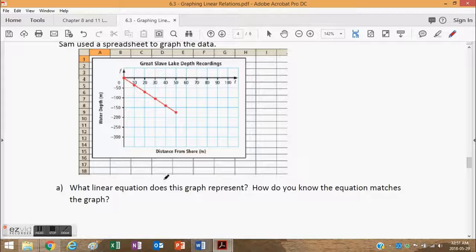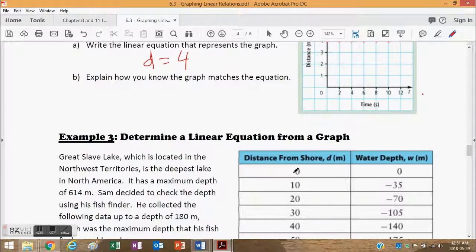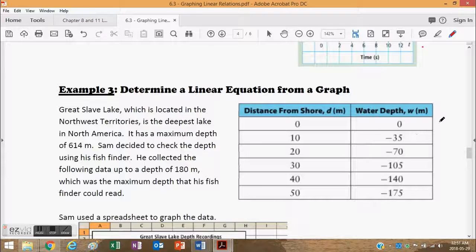What linear equation does this graph represent? How do you know the equation matches? This is the tough part. We are going to have to figure out patterns here. This is something you would have done already back in like grade 6, but it's been a while. So let's take a look here. What do you see? Well, this goes down by 35, and it does the same thing every time.